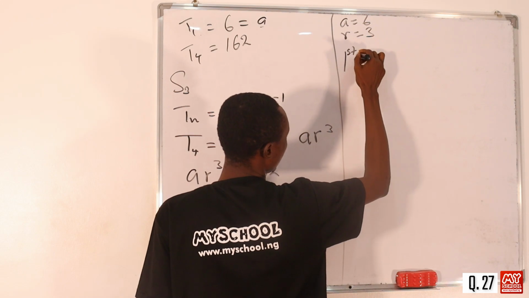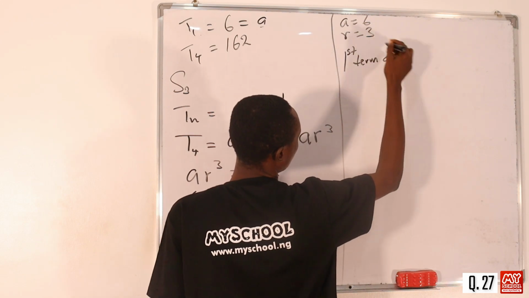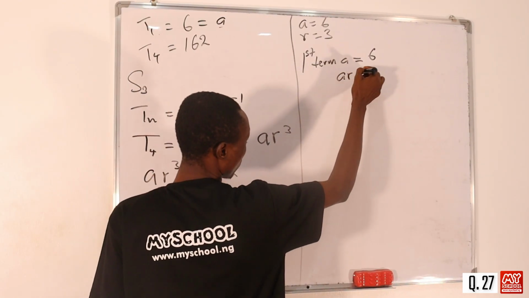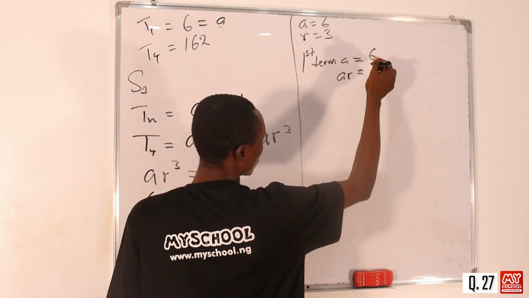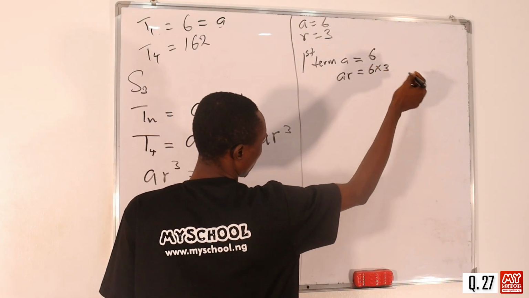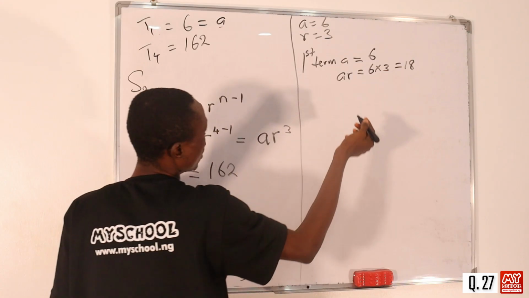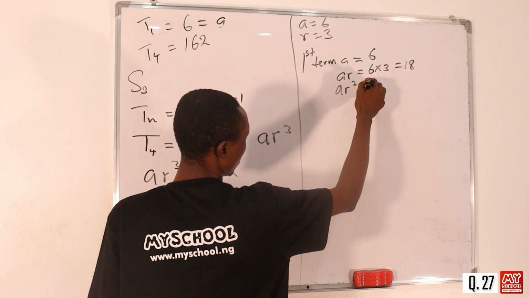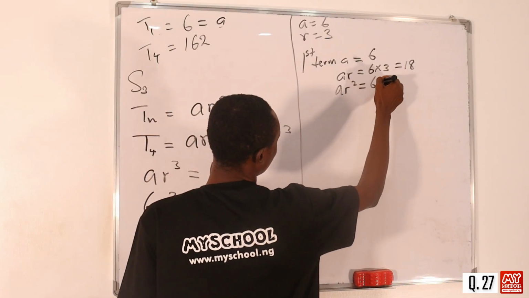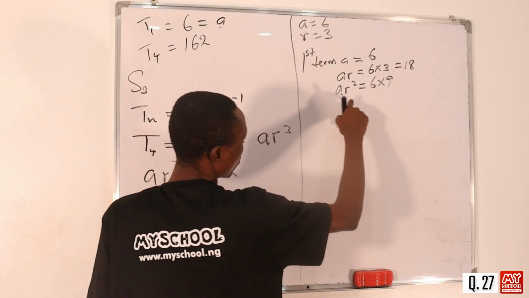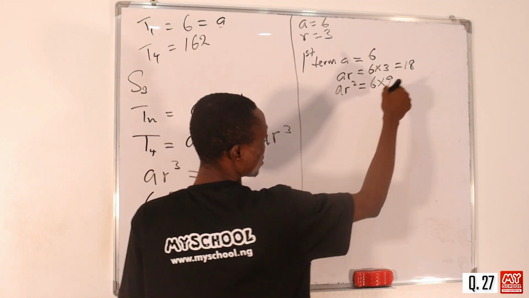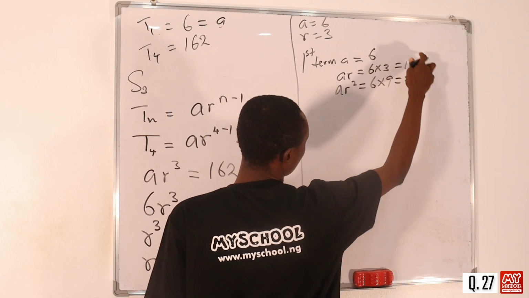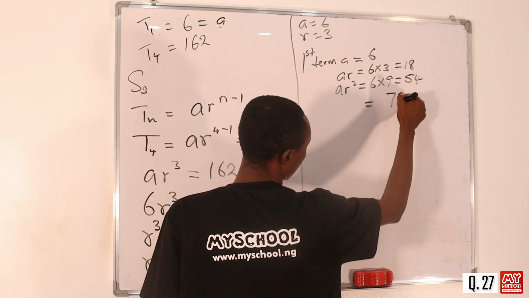So if the first term a is equals to 6, then the second term will be a r, which will be equals to 6 times 3, and that will give us 18. Then the third term in this case will now be a r raised to power 2, which will be equals to 6 times 9, because our common ratio is 3. So 6 times 9 is 54. So if we add all this together, that will be equals to 72.